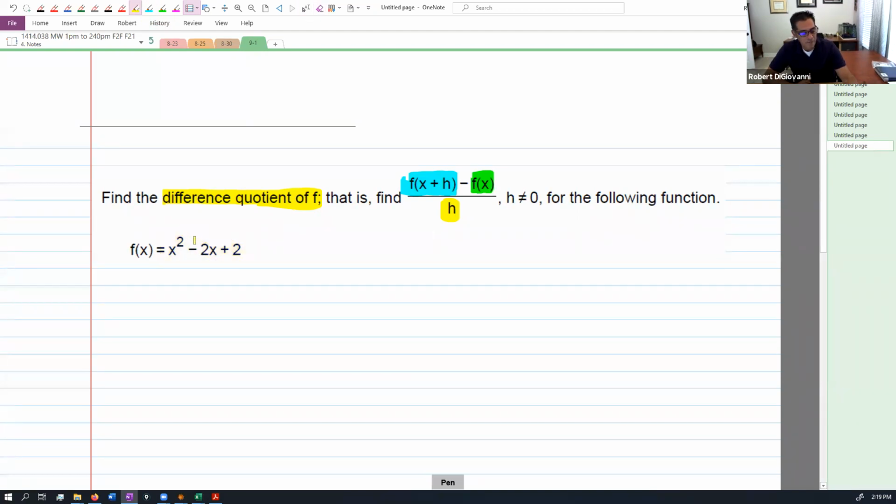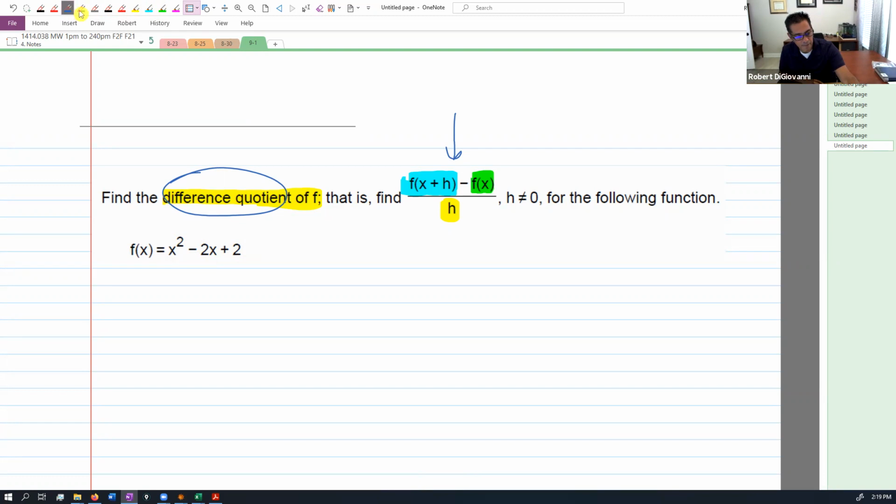The thing is, the difference quotient is something different for each function. If I give you a different function, the difference quotient is going to turn out to be a different answer, right? So this is like a generic formula. I have to provide you the function, and then you do the difference quotient. So here's the function, and let's find the different parts.